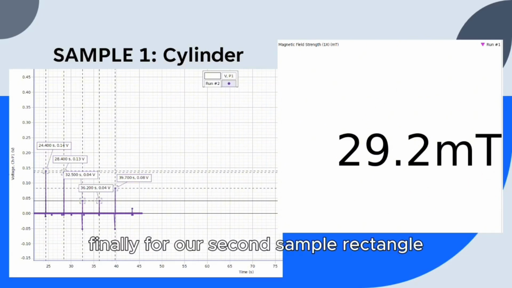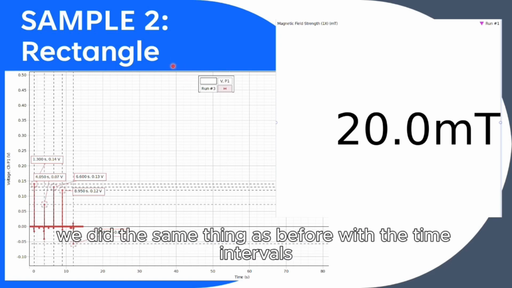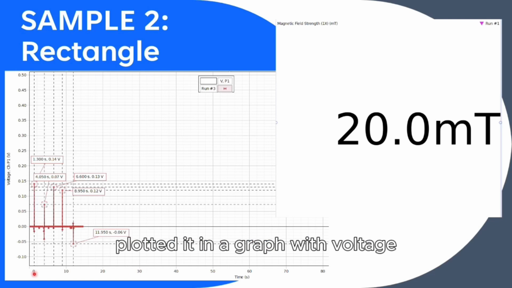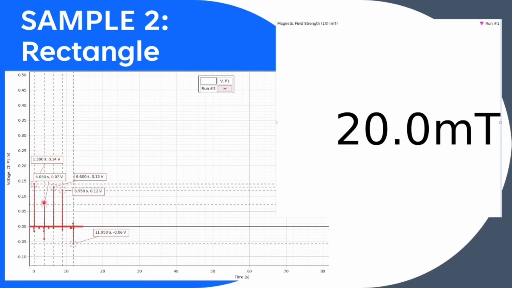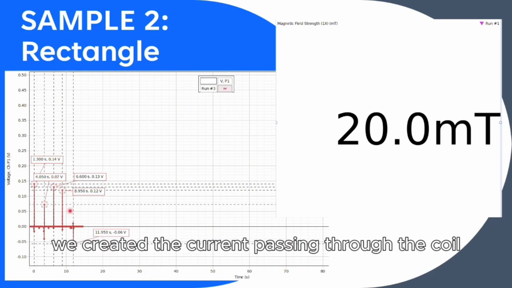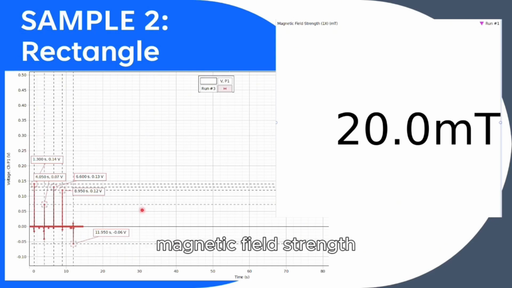Finally, for our second sample rectangle, using this magnet, we did the same thing as before with the time intervals, delta t, plotted it in a graph with voltage, and arrived at different spikes for each time we created the current passing through the coil. We then computed our data and arrived at 20 mT magnetic field strength.